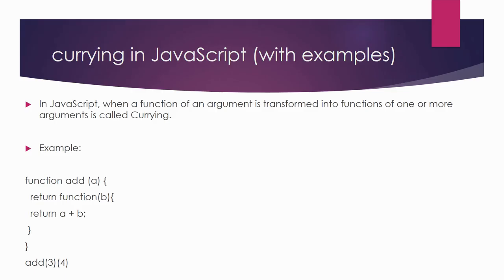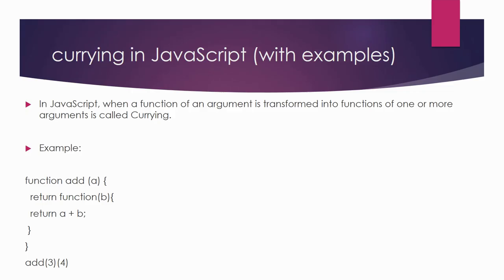Then currying in JavaScript. Let us take currying with an example. In JavaScript, when a function of many arguments is transformed into functions of one argument each, it is called currying. Let's take the example.